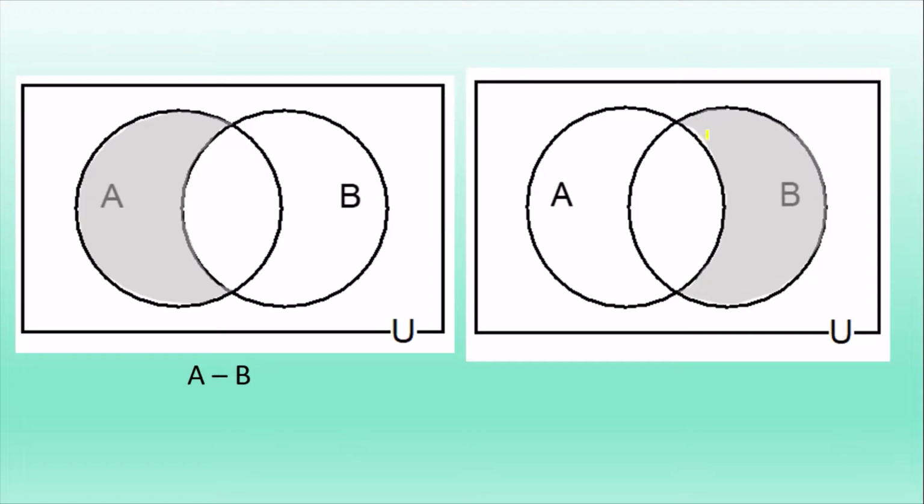How about this one? Okay, ito naman, ito lang yung natira. Ang nasubtract sa kanya ay yung A. So therefore, this one is B minus A. As you notice, magkaiba yung shaded region. So yung fact natin kanina, A minus B is not equal to B minus A, they are not equal.